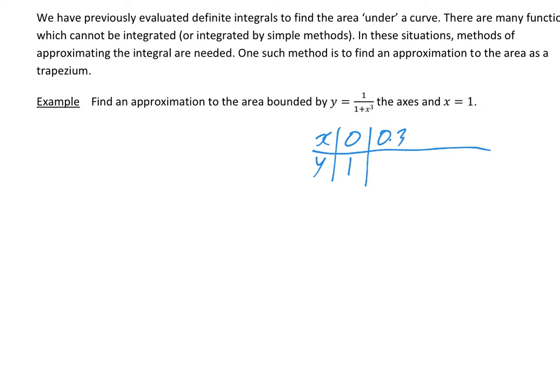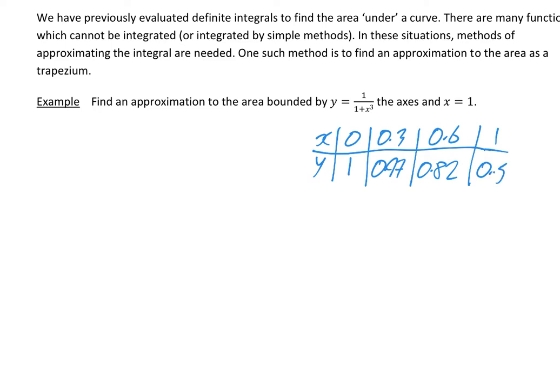I'm going to pick x equals 0.3, x equals 0.6, and I'll use x equals 1. You could use any values in between. When you put 0.3 into that, you'll have 1 over 1 plus 0.3 cubed, and that gives you 0.97. Put 0.6 into it, 1 over 1 plus 0.6 cubed will give you 0.82. Put 1 into it, you're going to have 1 over 1 plus 1, 1 plus 1 is 2, 1 over 2 is 0.5.